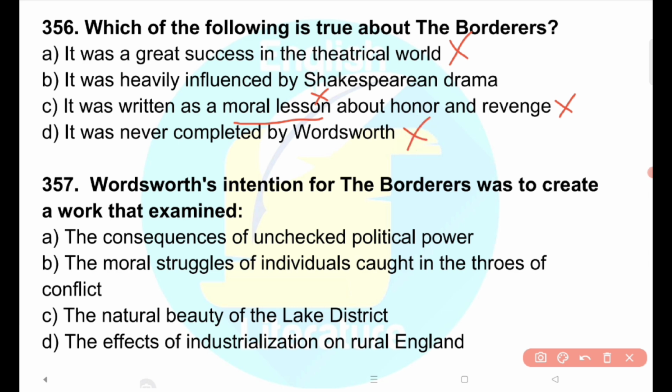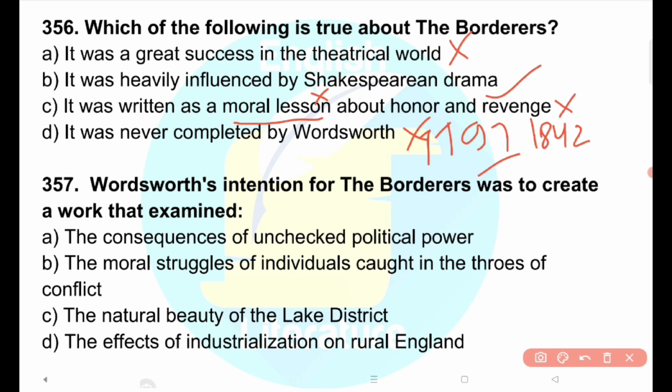It was never completed by Wordsworth. No, the play was completed in 1797, but Wordsworth chose not to publish it due to criticism from Coleridge. It was later published posthumously in 1842. So option B is the correct answer.